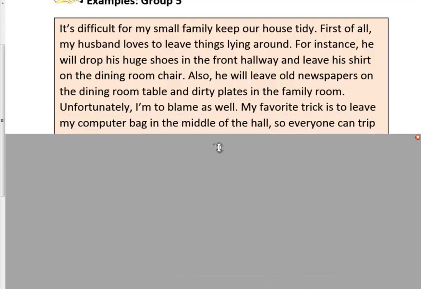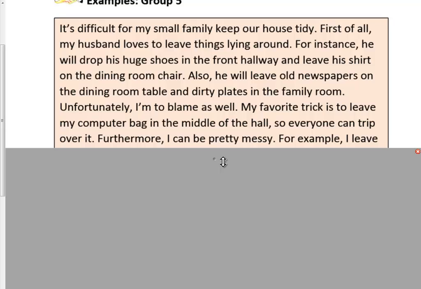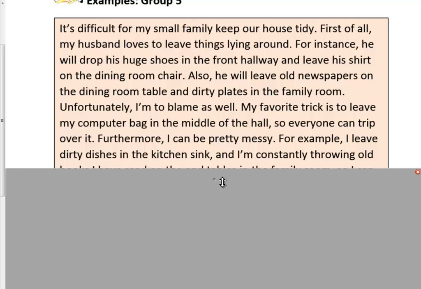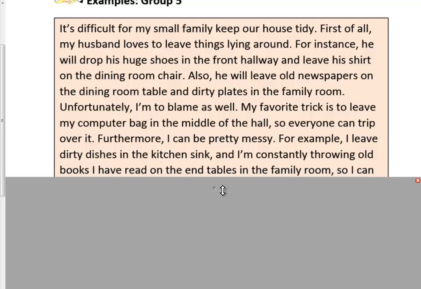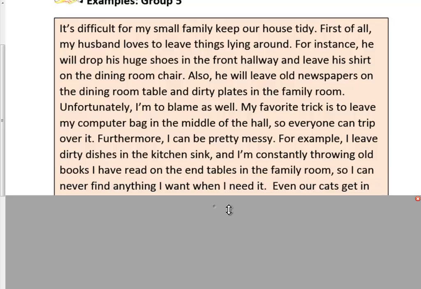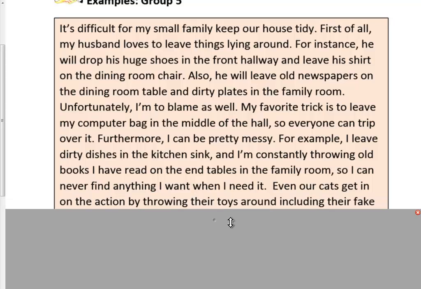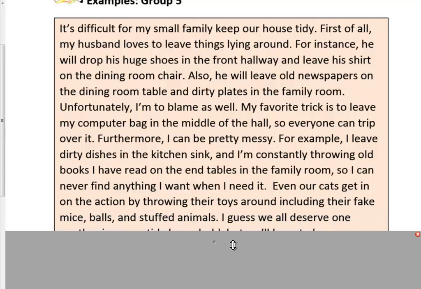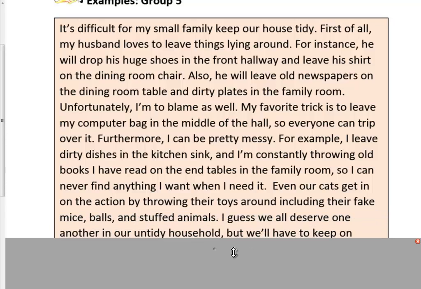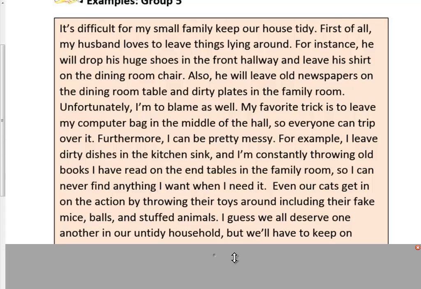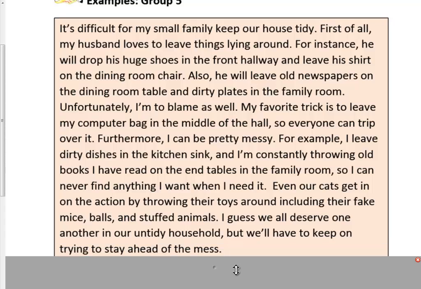My favorite trick is to leave my computer bag in the middle of the hall so everyone can trip over it. Furthermore, I can be pretty messy. For example, I leave dirty dishes in the kitchen sink, and I'm constantly throwing old books I have read on the end tables in the family room, so I can never find anything I want when I need it. But even our cats get in on the action by throwing their toys around, including their fake mice, balls, and stuffed animals. I guess we all deserve one another in our untidy household, but we'll have to keep on trying to stay ahead of the mess.